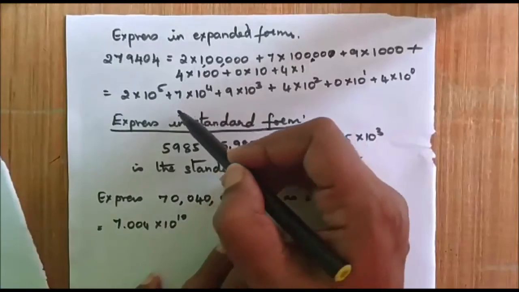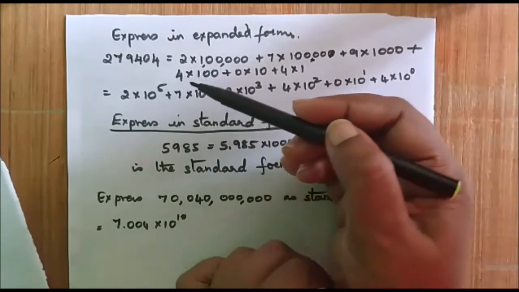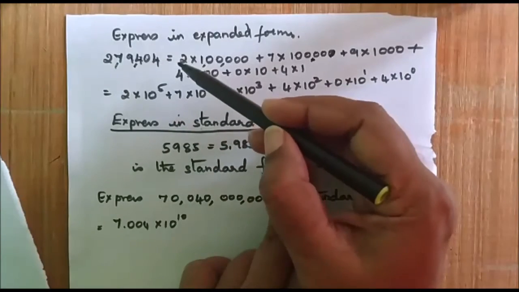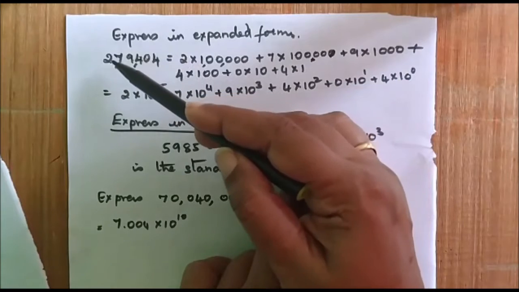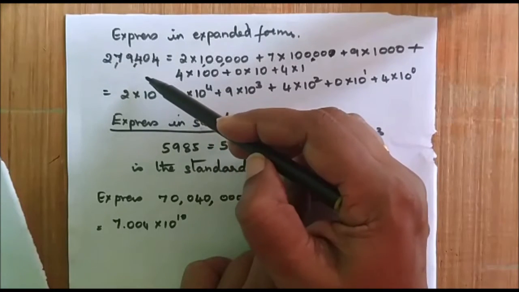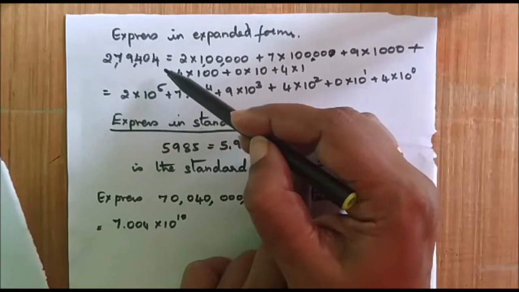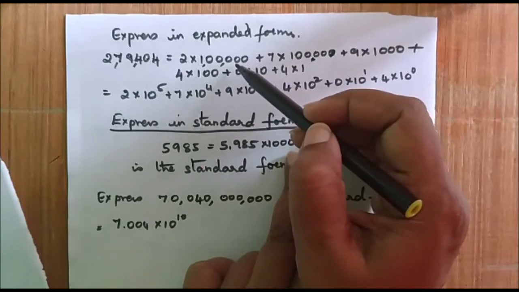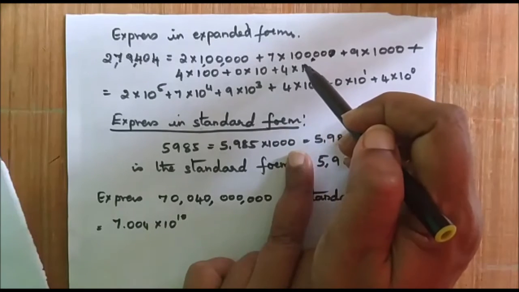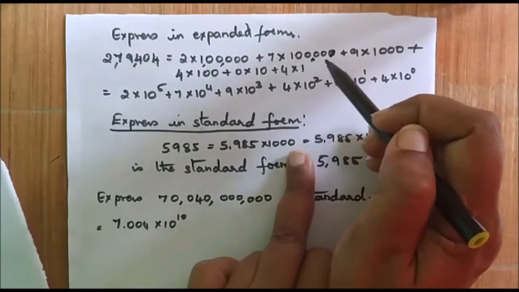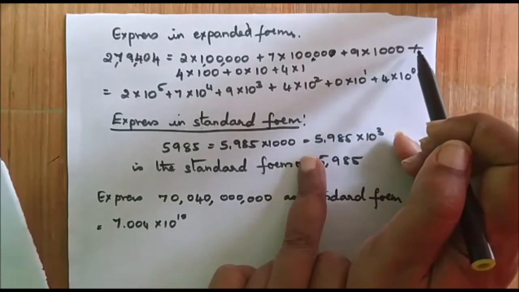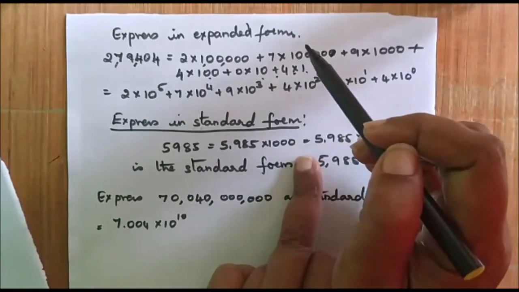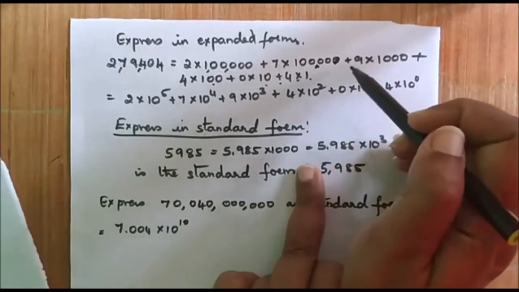Express in expanded form. This you have studied in your lower classes. Now, what is this number? This is 2,79,404. Now, how many zeros are there after 2? There are 5 zeros after 2, isn't it? 1, 2, 3, 4, 5 zeros. Okay. So, 2 into 1 lakh plus 7 into 10,000 plus 9 into 1000 plus 4 into 100 plus 0 into 10 plus 4 into 1. So this is how we write it in the expanded form.